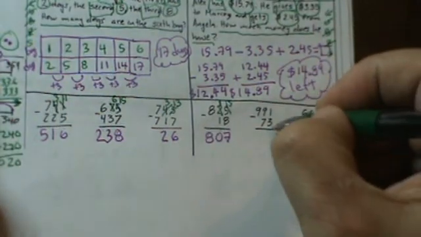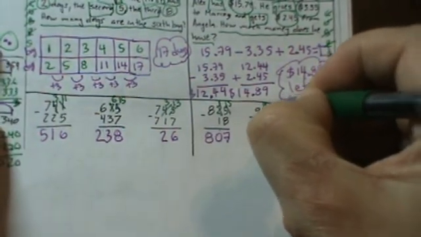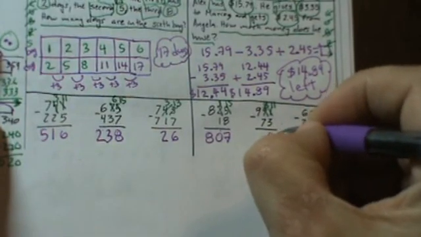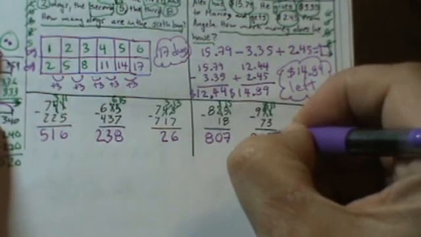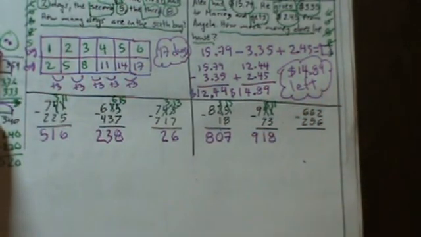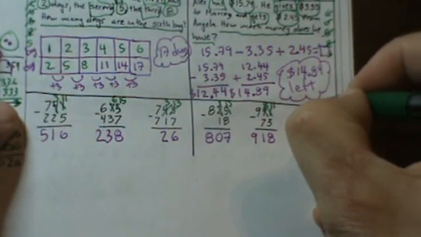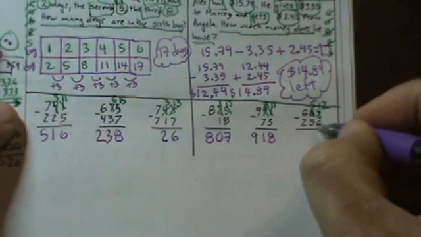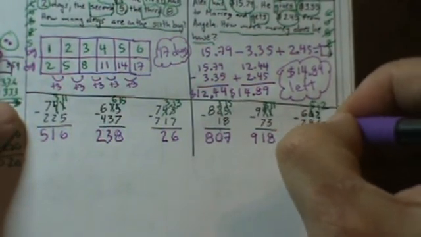Next one. 1 minus 3, I can't. I ask the neighbor. The 9 is going to be 8, and the 1 is going to be 11. 11 minus 3 is 8. 8 minus 7 is 1, and 9 minus nothing is 9. And finally, 2 minus 6, I can't. So this 6 is going to be 5, and the 2 is going to be 12. 12 minus 6 is 6. 5 minus 5 is 0. And 6 minus 2 is 4.